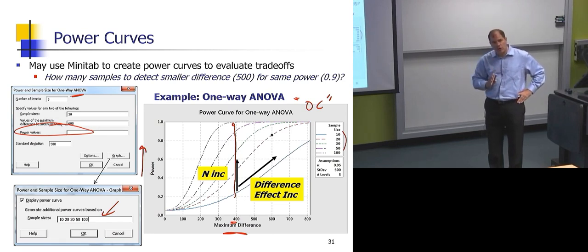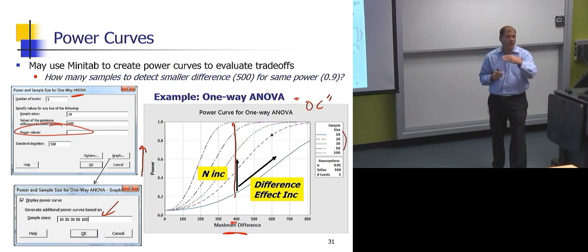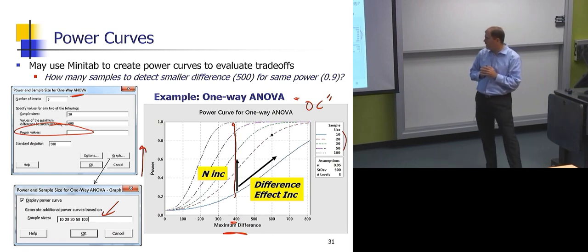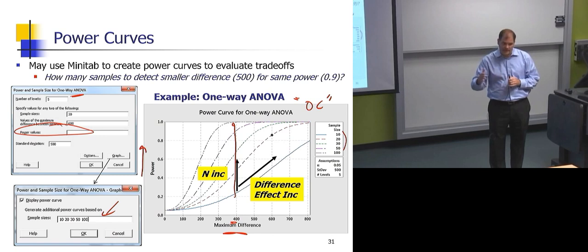But I can do power curves to look as I go up to see what the effect of different sample sizes would be. Or I could go the other direction to see what the effect of different mean difference effects would be. And what hopefully you're seeing there, if you study this a little bit, is that as the mean difference effect gets larger and larger, I need fewer samples to see that. This is actually a rather important finding.